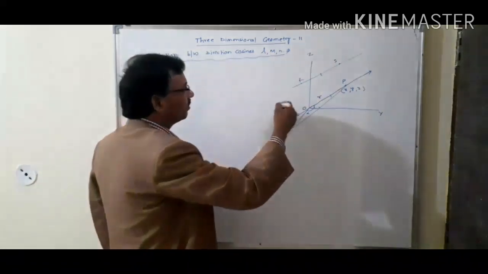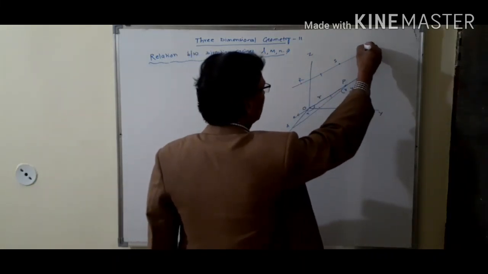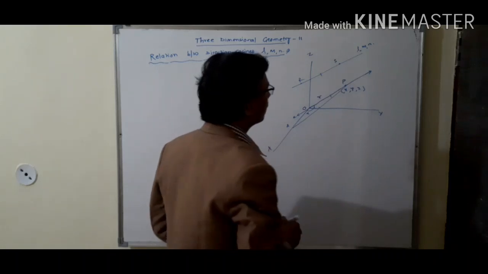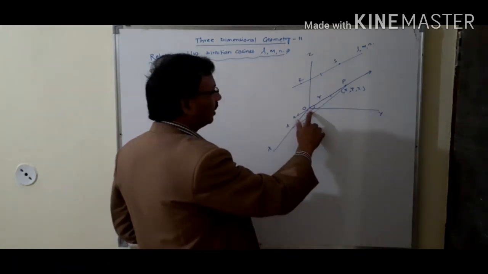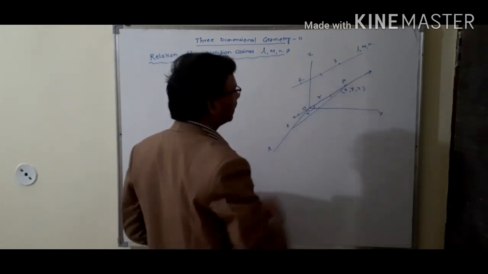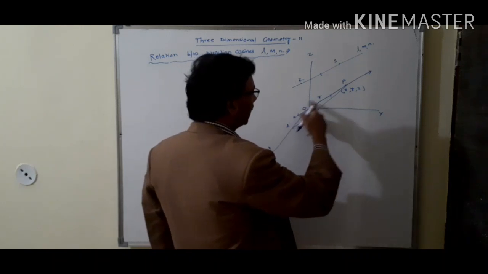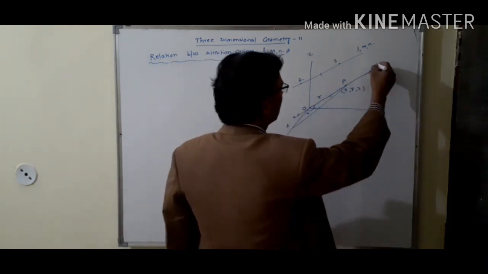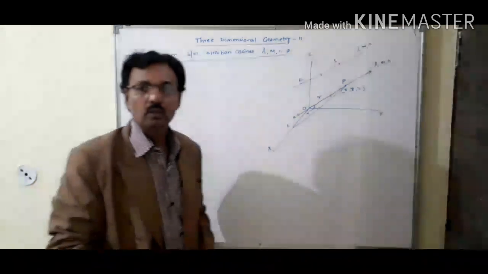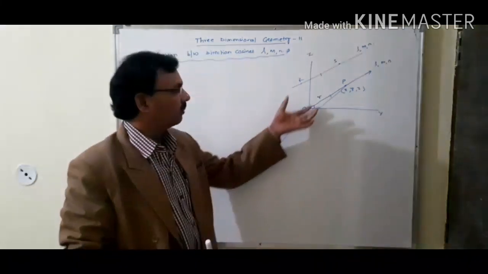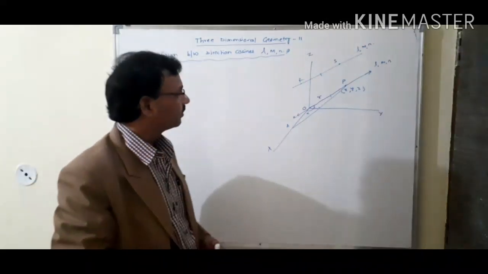In this diagram, RS is a line whose direction cosines are l, m and n. We draw another line which passes through the origin O and is parallel to the line RS. Then the direction cosines of that line OP will also be l, m and n, because two parallel lines have the same direction cosines, or every parallel line has the same direction cosines.